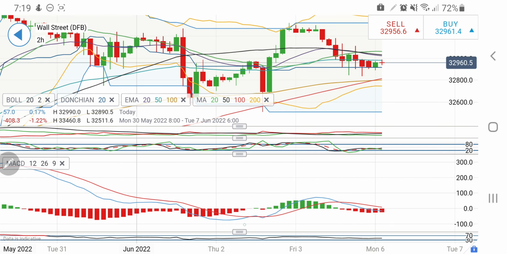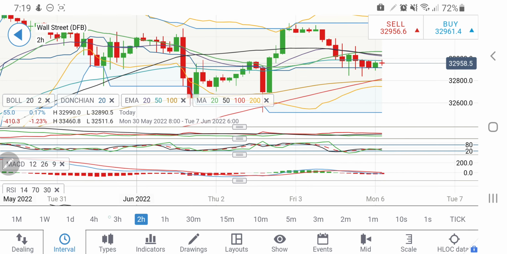The stochastic is near to bottom. The MACD is trying to converge. The RSI is trading flat there.